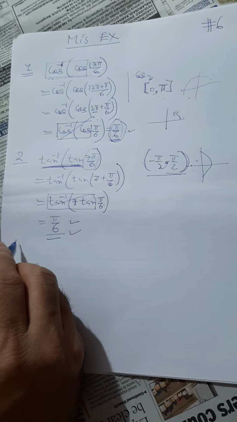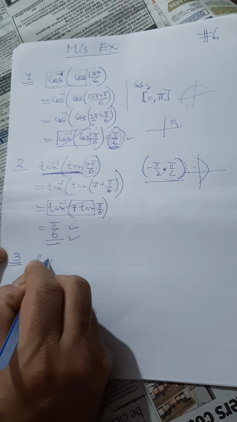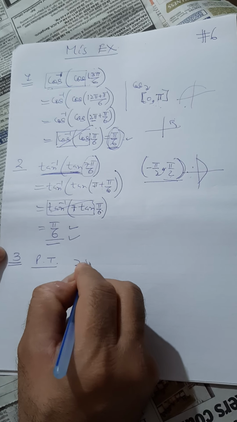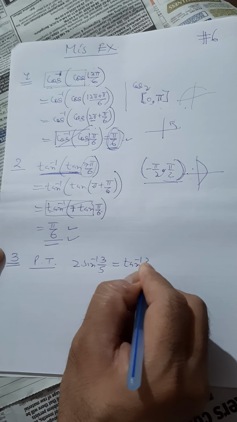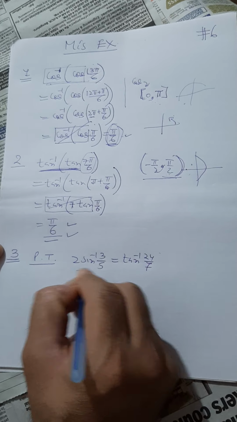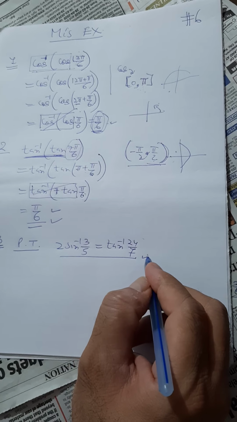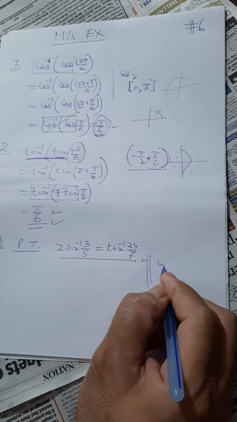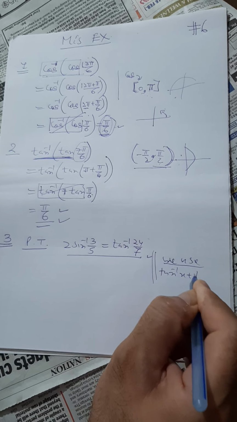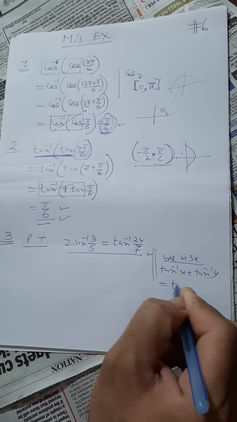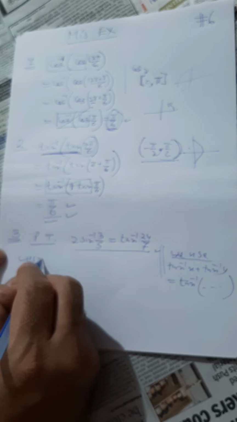Now from question number 3 onwards, we want to prove this. So question number 3, prove that 2 times sine inverse 3 by 5 equals tan inverse 24 by 7. We want to prove this. So what we do in such questions, in almost all these proofs, we use this property: tan inverse x plus tan inverse y equals tan inverse of that expression. So I'll start with LHS here.